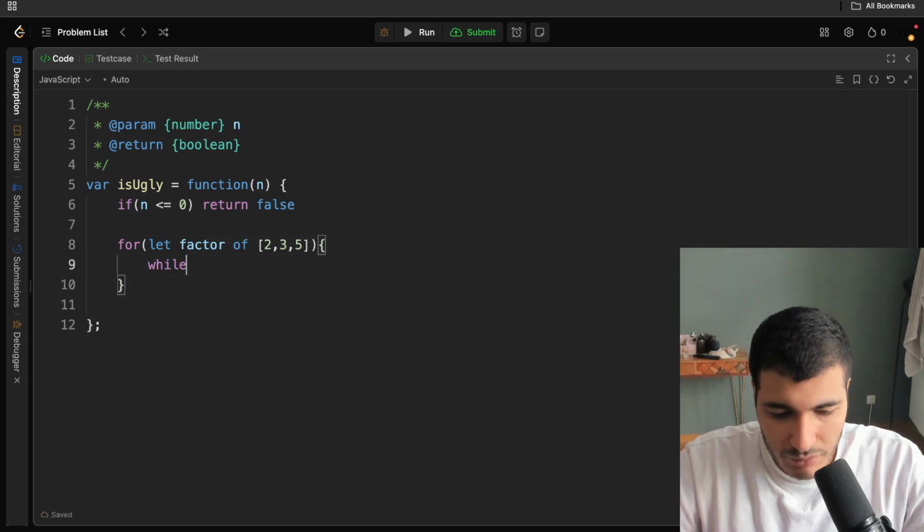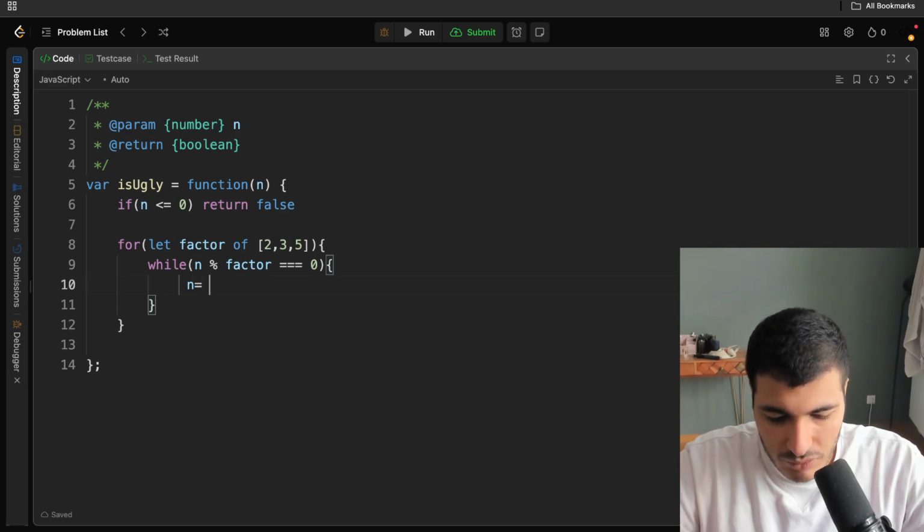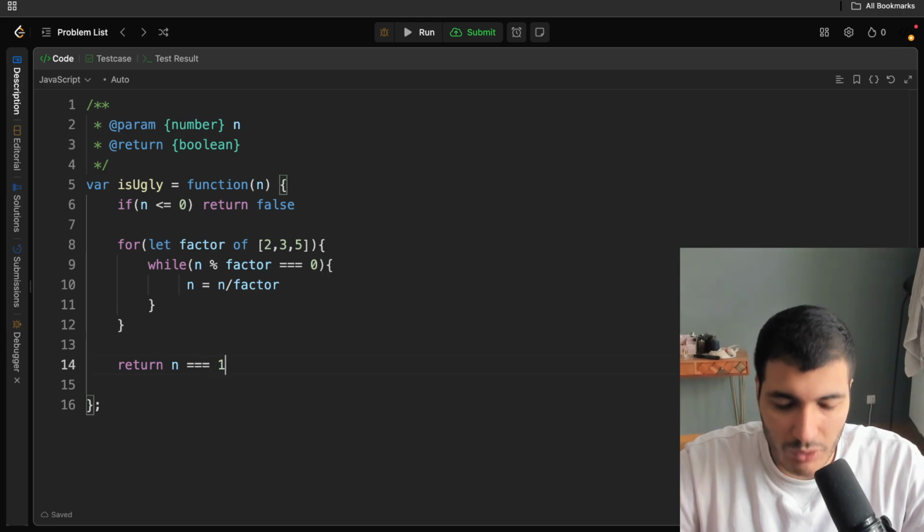I'll create a while loop here: while n modulo factor equals 0, n will equal n divided by this factor. And in the end here, we will return whether n equals 1. Okay, what's going on here?